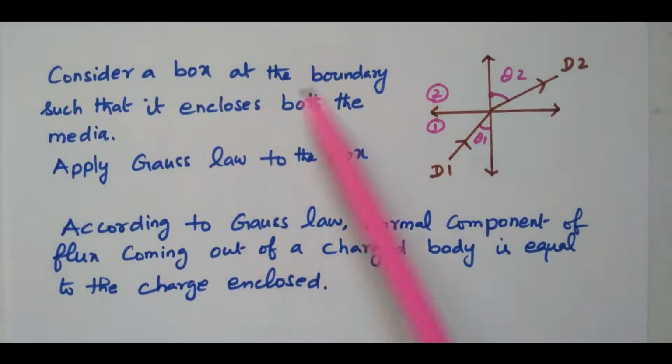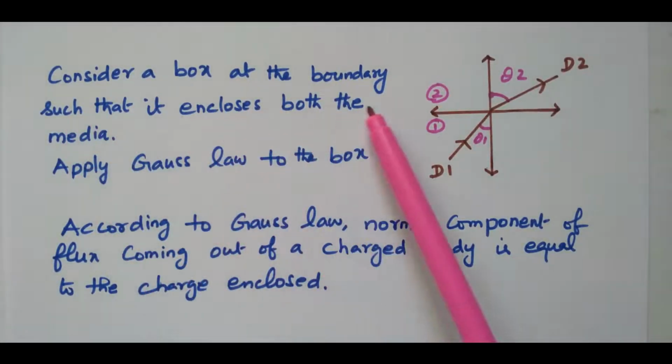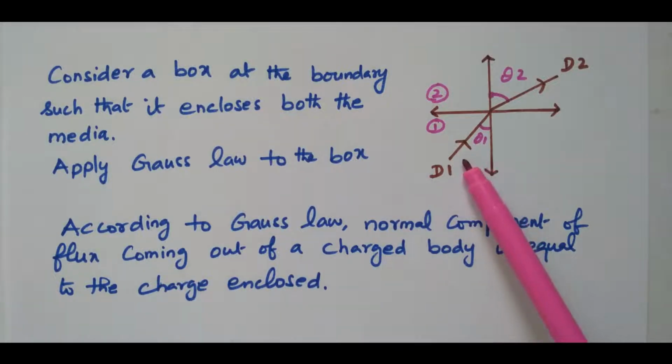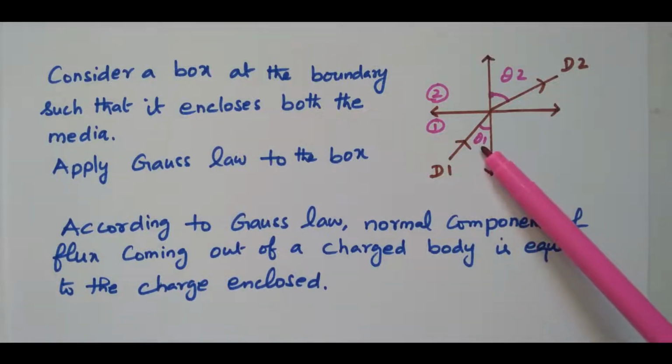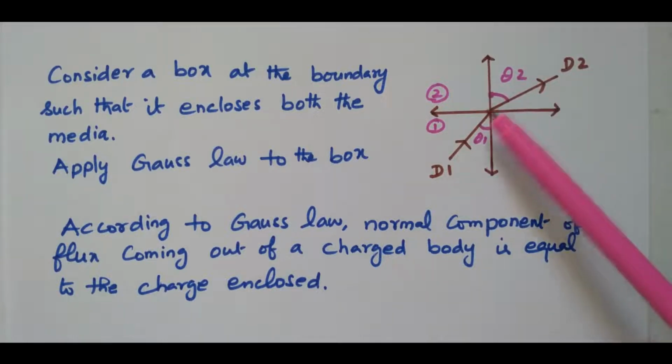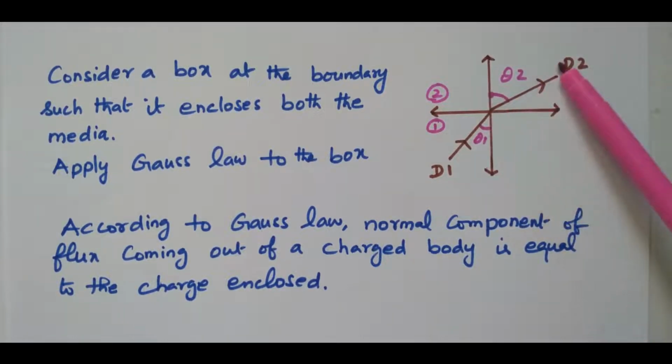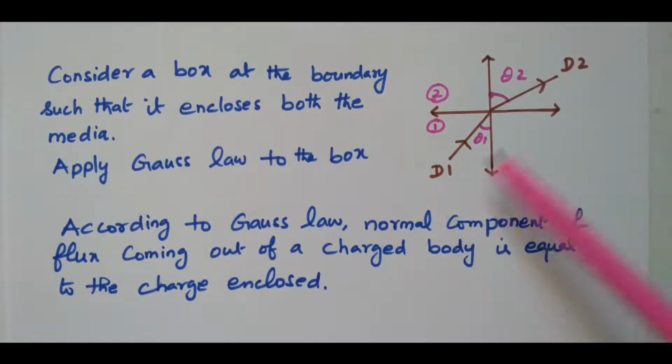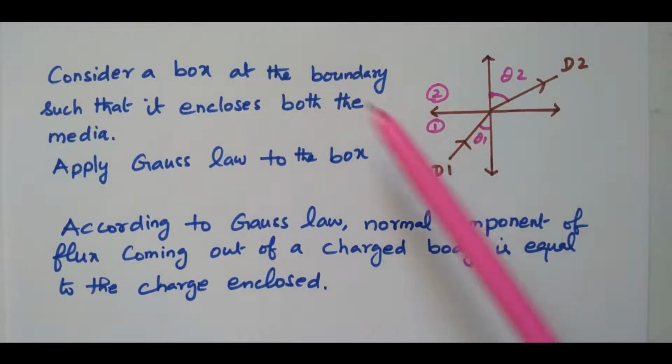Consider a box at the boundary such that it encloses both the media. The angles are given. Theta 1 is the angle of incidence, entering. Theta 2 is the angle of emergence. Emergence means leaving. D1, D2 are the flux displacement densities, and Dn1 means the normal component.